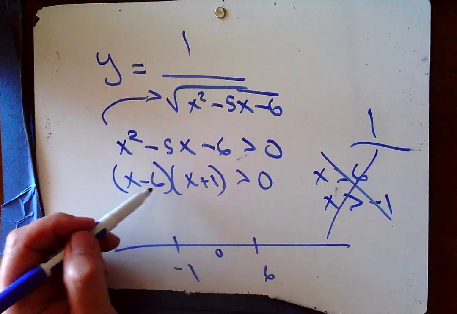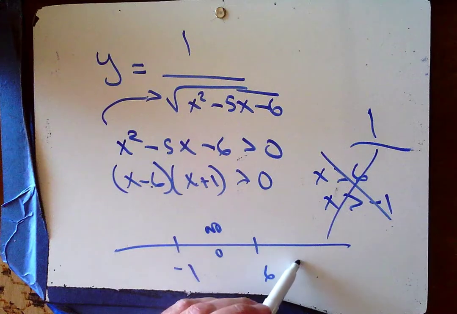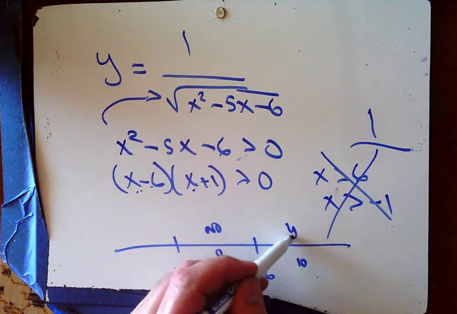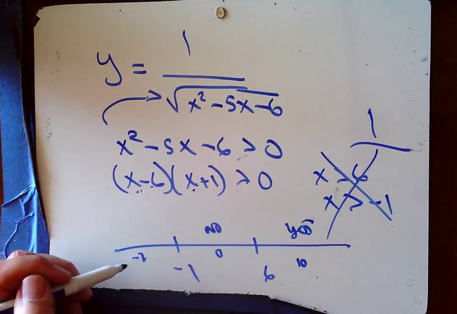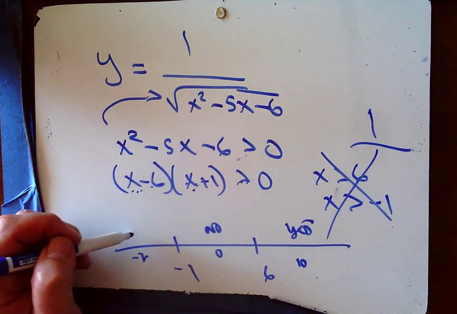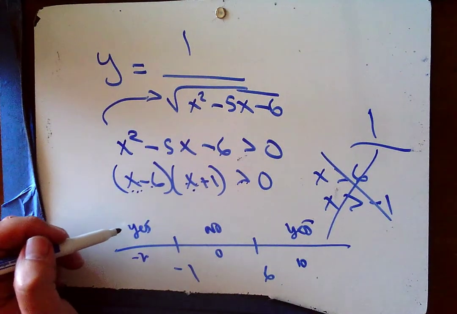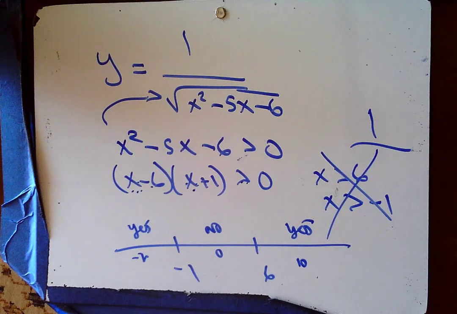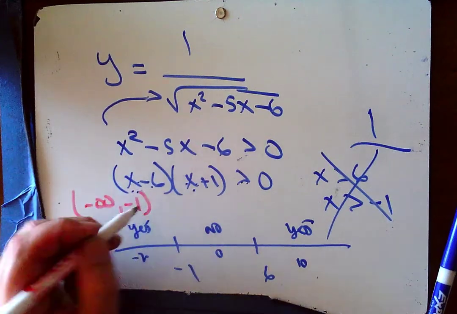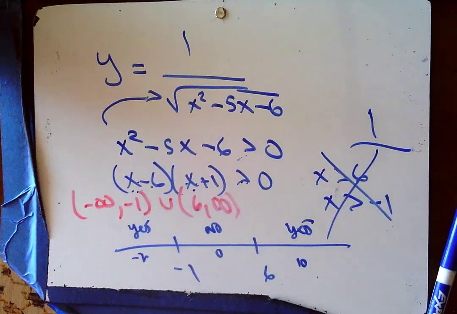If I plug in a 0, I get negative 6 times 1, which is negative 6. That is not bigger than 0. If I plug in something like 10, I have positive times positive, which is bigger than 0. And if I plug in a negative 2, I've got negative 8 times negative 1, and negative times negative is greater than 0. So our domain here has 2 intervals. It's negative infinity to negative 1, parenthesis because not equal to, union 6 to infinity.